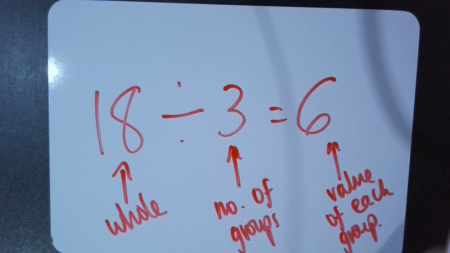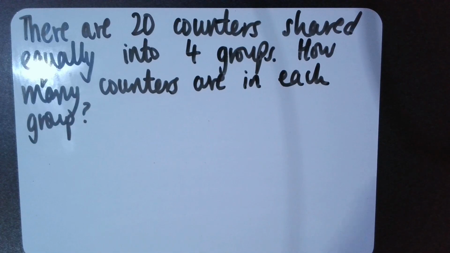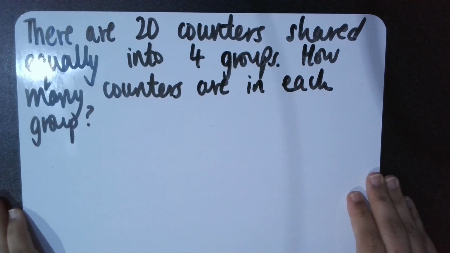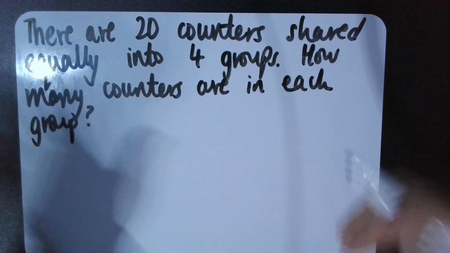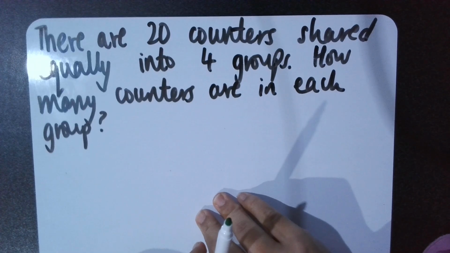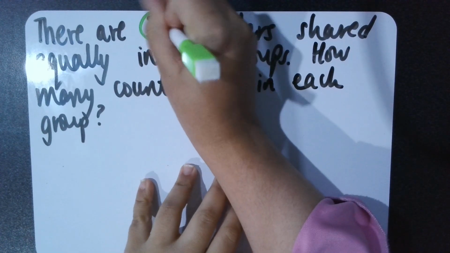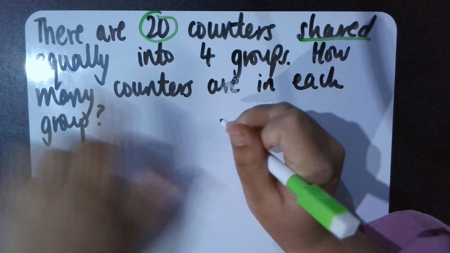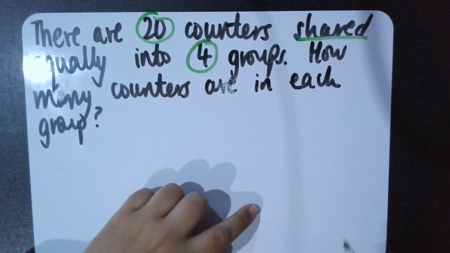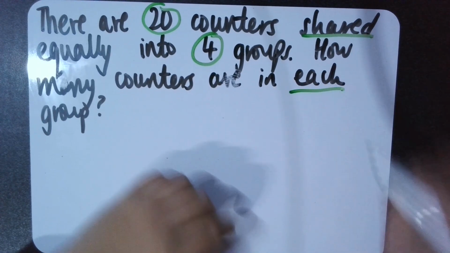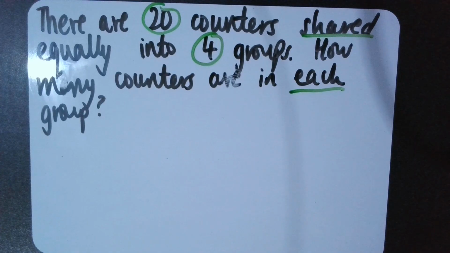Let's have a go at doing another one. Okay, we're back with another word problem. Let's get straight into this one. There are 20 counters shared equally into 4 groups. How many counters are in each group? So we have 20 counters that are shared equally into 4 groups. How many counters are in each group?